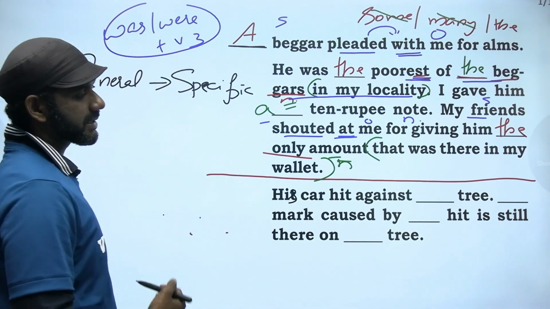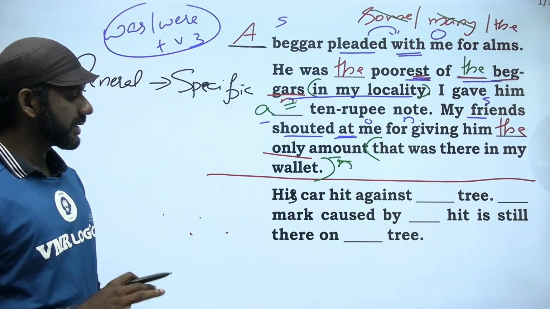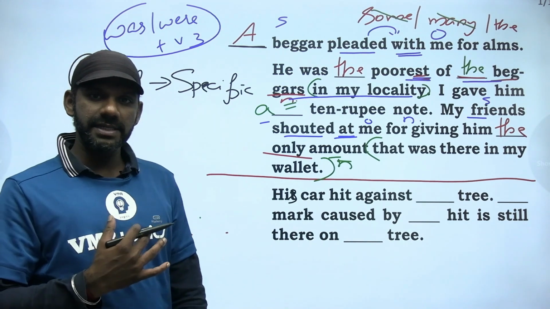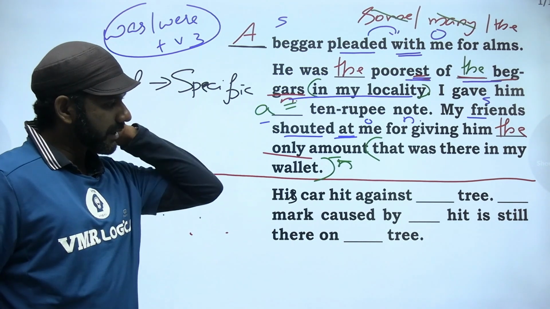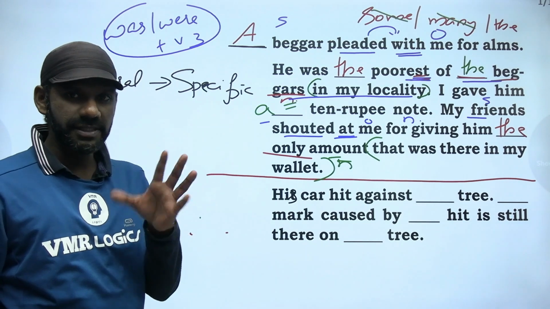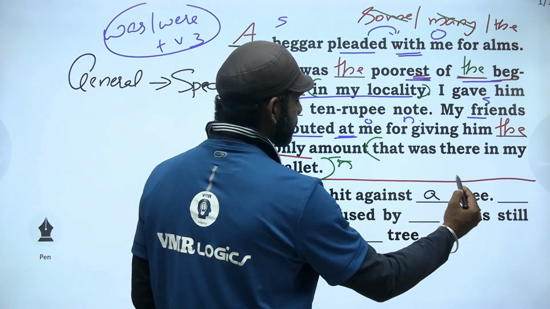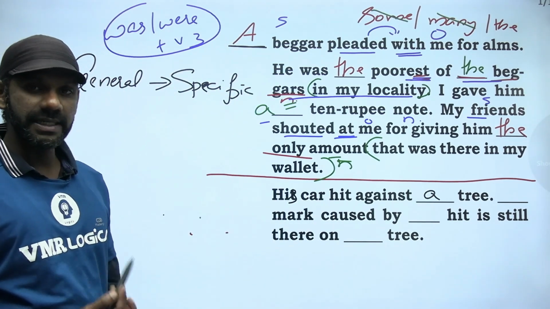His car hit against ___ tree. The mark caused by the hit is still there on ___ tree. Now, I told you the change happens from general to specific. His car hit against a tree. As of now, we are not referring to any specific tree, so his car hit against a tree. ___ mark caused by ___ hit.